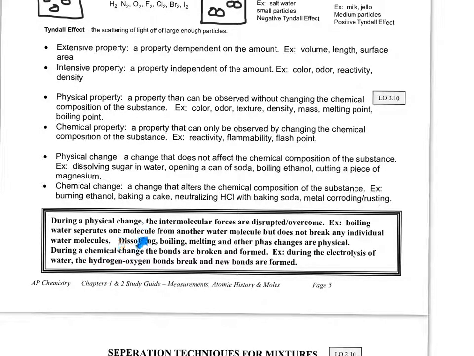So let's look at this here. It says, during a physical change, the intermolecular forces are disrupted or overcome. For example, if I boil water, that separates one water molecule from another water molecule, but does not break any individual bonds in the water molecules.